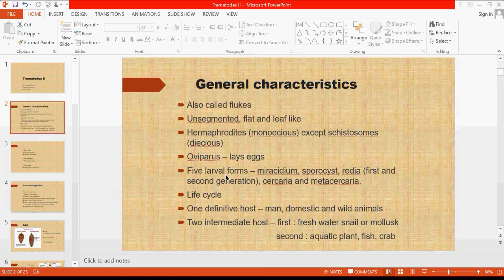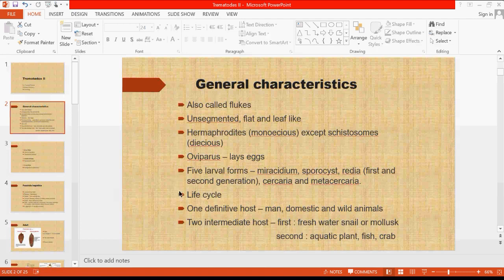So the larval forms are also there. Not a single larval form. They have 5 different larval forms. That is important. That is common for whatever parasites we are learning. I am going to teach today that all of them have these 5 larval forms in their life cycle. The larval forms will be Miracidium first, then Sporocyst, then Redia. Redia will have a first generation and second generation, and then Cercaria and Metacercaria. So these are the 5 larval forms which can be observed.